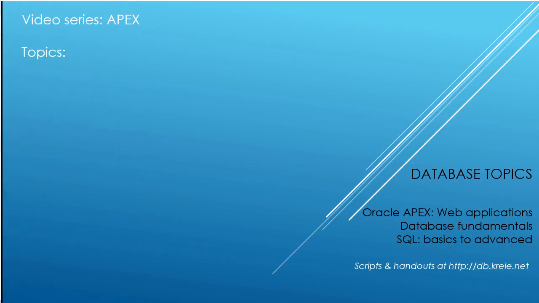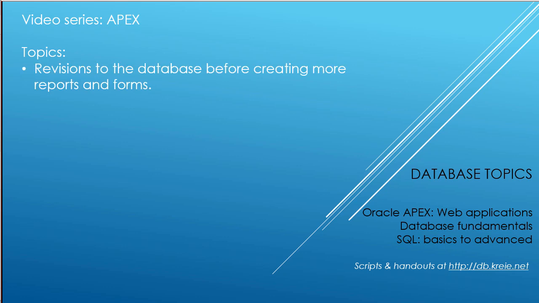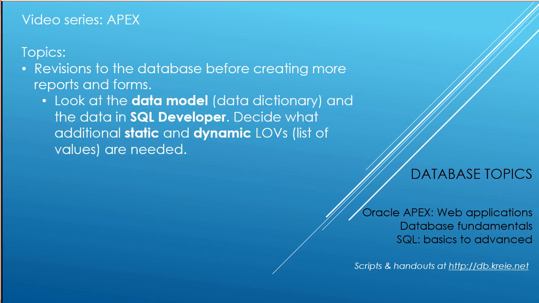In the previous videos in this APEX series, we've done several things to clean up data in the database and add lookup tables using the Create Lookup feature in Object Browser and APEX. But we do have a little more to do, and it's best to get this cleanup done before we start creating more forms and reports. So we're going to look at the data model, import the data dictionary in SQL Developer, and look at the columns in each table and decide whether we need a static or a dynamic LOV for some of those columns.